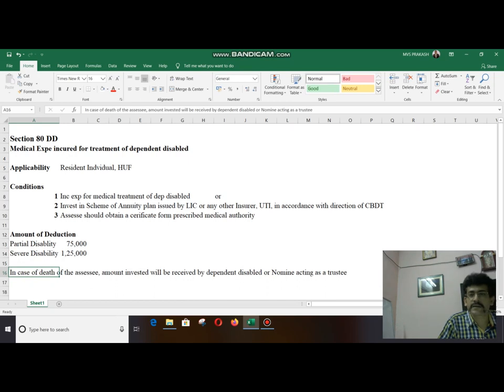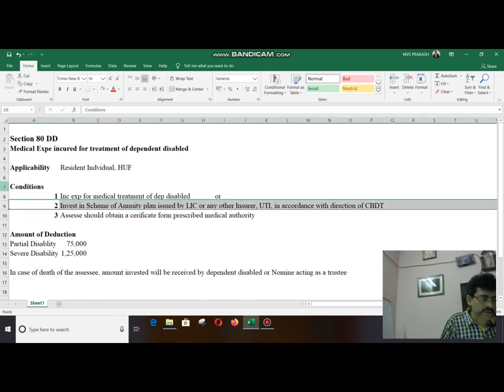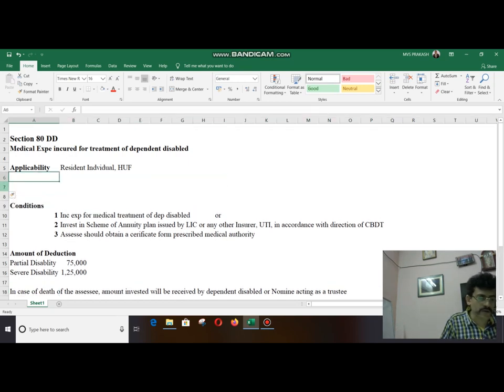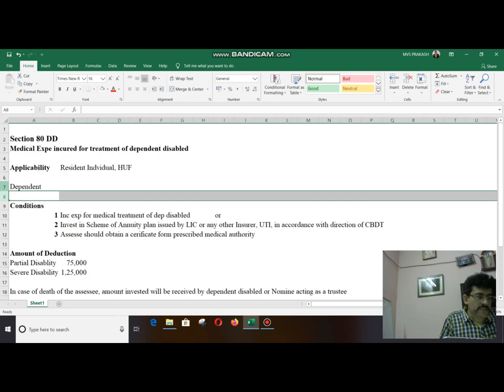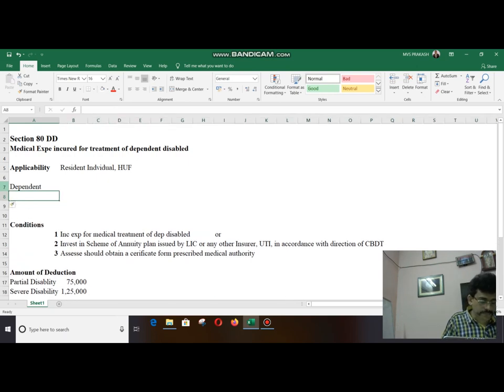Who is called a dependent? We have seen this section is applicable to resident individual and HUF. And we are considering that this section is applicable for the medical treatment of someone called a dependent disabled. Now, who is called a dependent? Let us try to understand. There are two categories of SSC. One is individual. Any person who is an individual or any person who is HUF, for both categories of people, this 80DD is applicable.